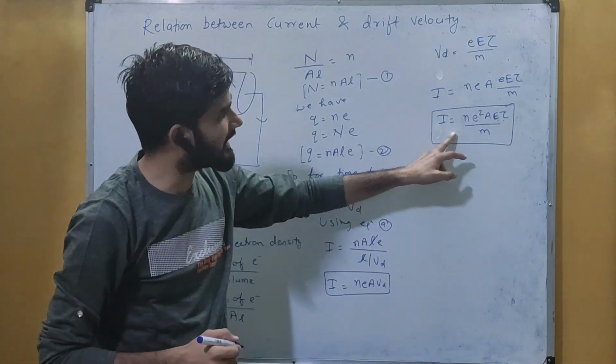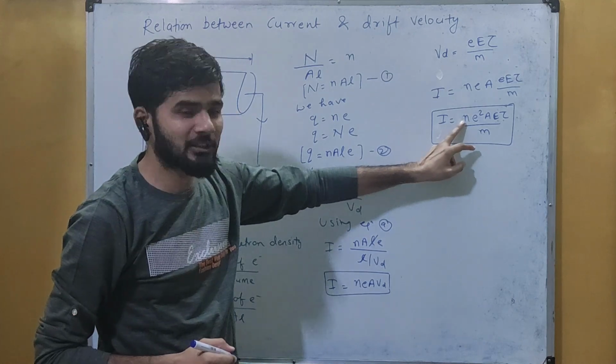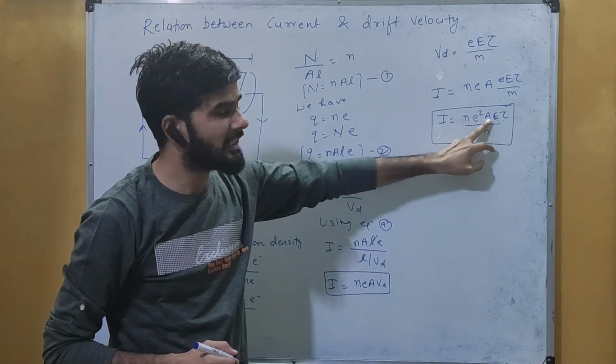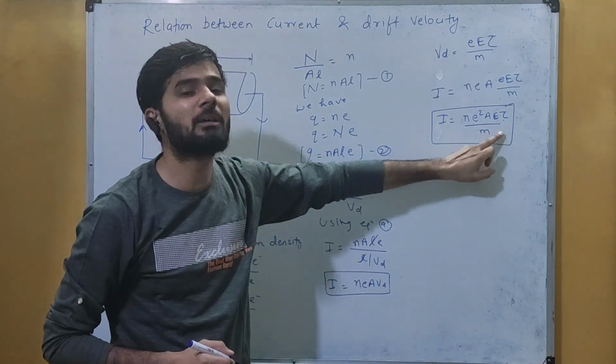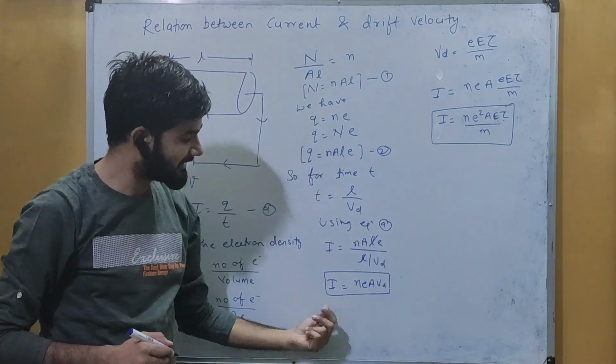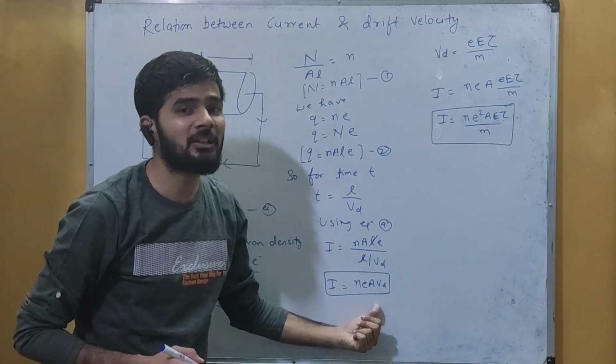Okay, so here this current depends upon the electron density, charge on electron, area of the conductor, electric field, the relaxation time and mass of the electron. And here this is the relation between current and the drift velocity.